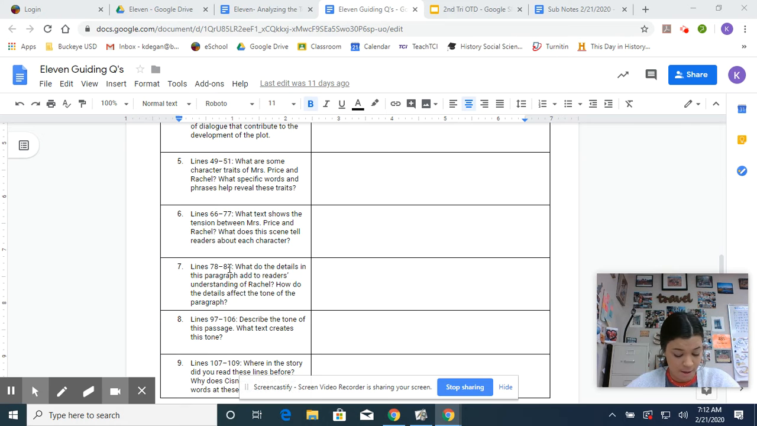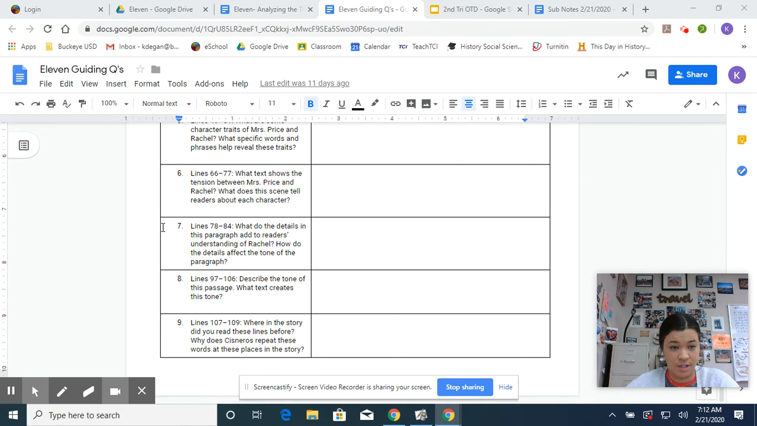All right, numbers 7, 8, and 9 we're going to look at too. Okay, number 7, lines 78 to 84. What do the details in the paragraph add to the reader's understanding of Rachel? How do the details affect the tone of the paragraph? So shocker, there's one about tone.